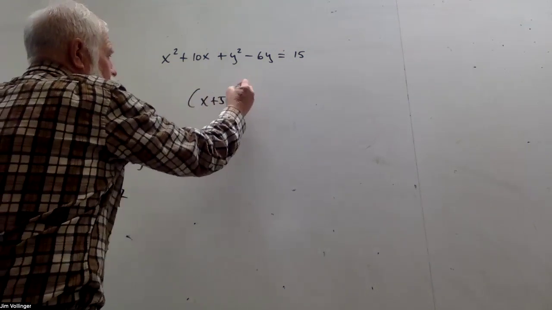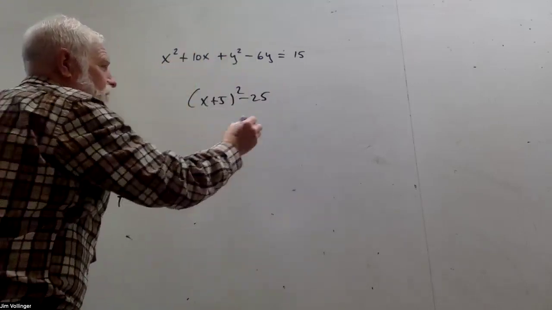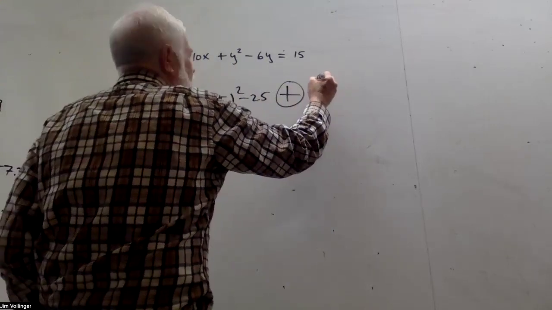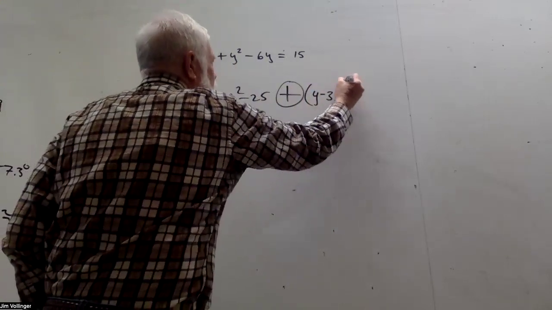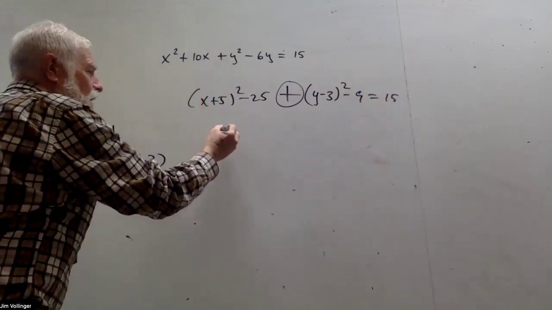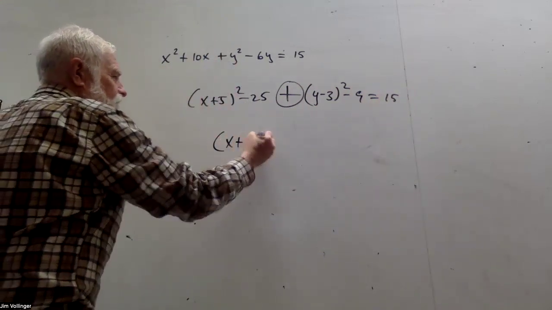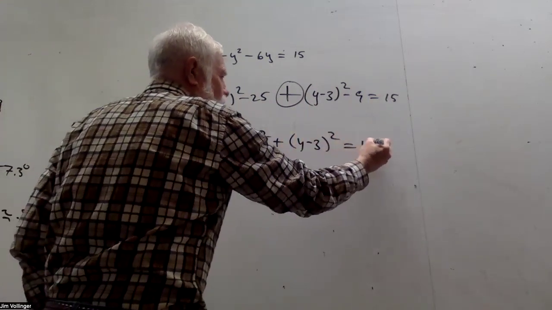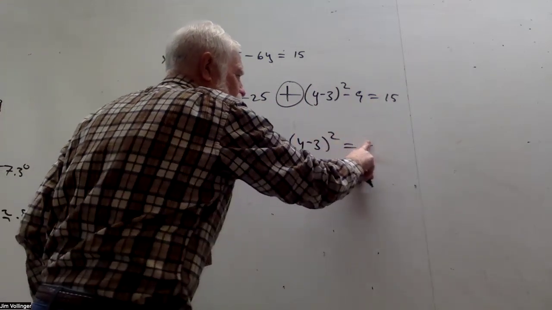X plus 5 squared minus 25. I hope that looks familiar. Plus y minus 3 squared minus 9 equals 15. That can be x plus 5 squared plus y minus 3 squared equals 49, which I'm going to write as 7 squared.